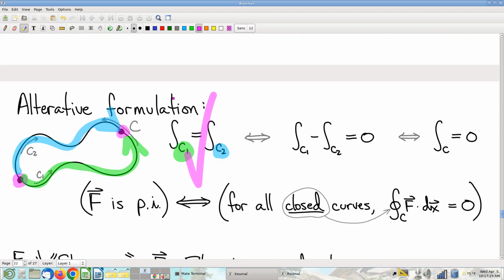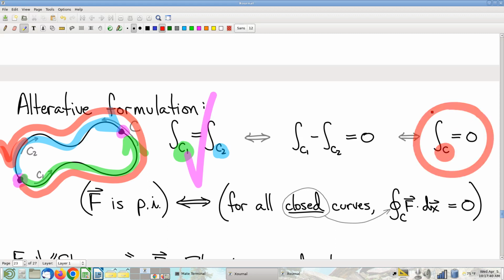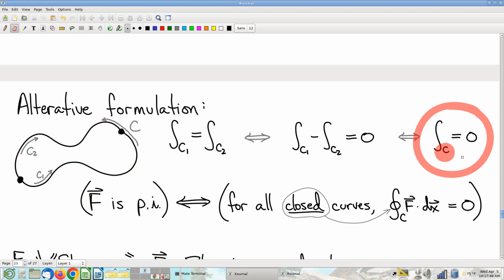Again, the last thing we talked about was this idea that you can rephrase it as this closed line integral would have to be 0. Right? All closed line integrals are 0. Okay, all right, so that's what we were doing last time.